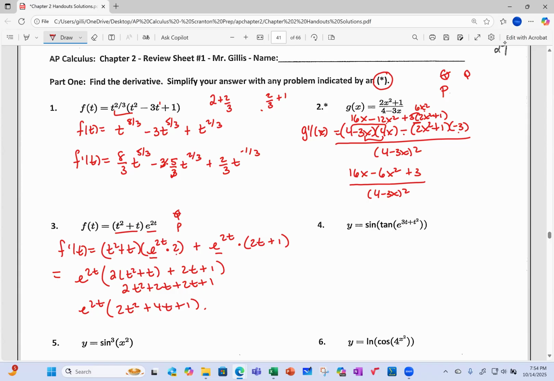And number 4, is it a quotient? No. Is it a product? No. But it is a function within a function within a function. So we are going to box the outside and circle that inside stuff. The derivative of sine is cosine. So I'm going to then repeat the inside.